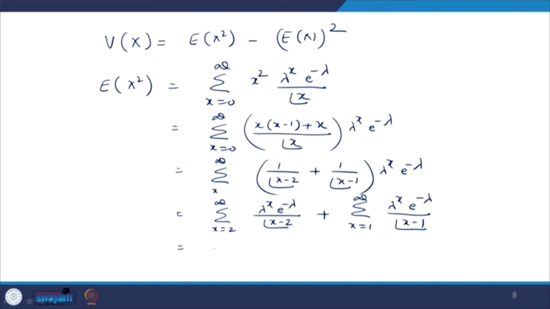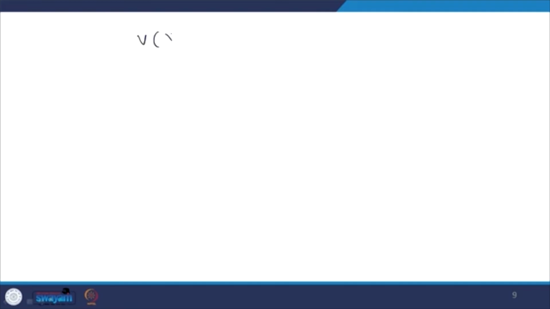So, this will be lambda square into e raised to power minus lambda into e raised to power lambda will come, and plus it will be lambda into e raised to power minus lambda into e raised to power lambda will come. So, this will be nothing but lambda square plus lambda. Now, you can find out variance using this expression. So, finally, variance will be lambda square plus lambda minus lambda whole square.